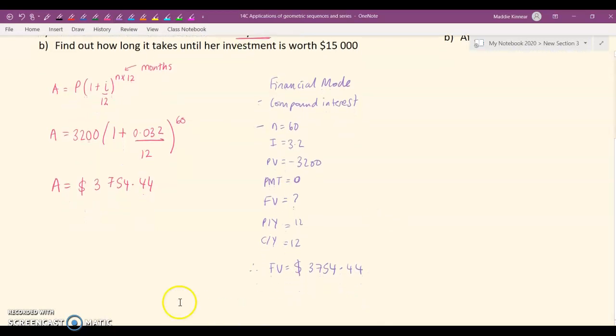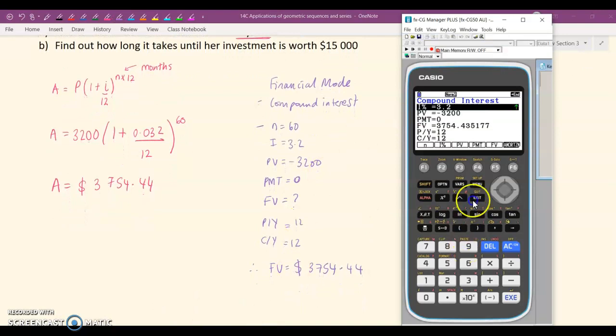Okay, part B then, we're going to use this mode on the calculator, so it's much quicker. Our first thing we want to think about is that the question is asking us to find out how long it takes. So we're trying to find the value of n. Leave 60 in there, it's fine, we'll overwrite it with the new value. We want to know how long it takes for this investment to be worth 15,000.